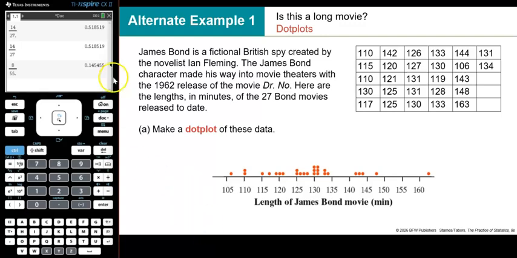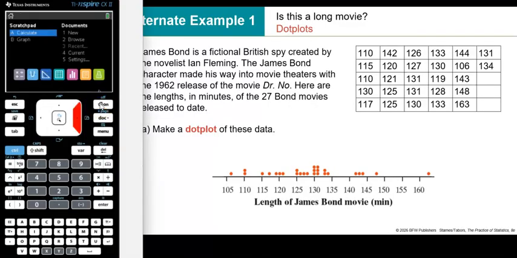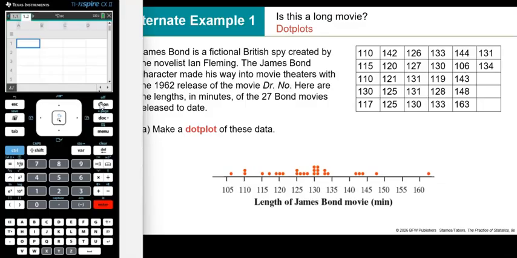You can do this in the calculator as well. So for fun, let's try it. We're going to go down to Lists & Spreadsheet. I hit the home key, and then I went to Lists & Spreadsheet. It looks like an Excel spreadsheet there. Go up to the very top, and we're going to name the list Bond, for James Bond. And I'm going to type all the numbers in.